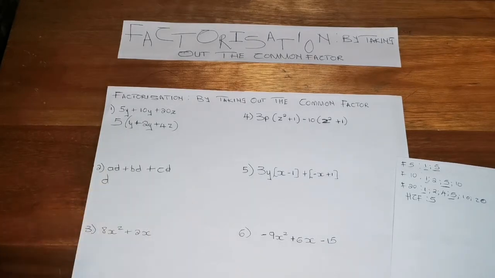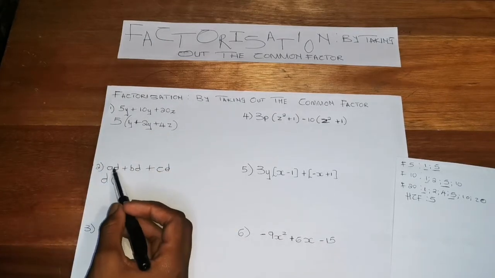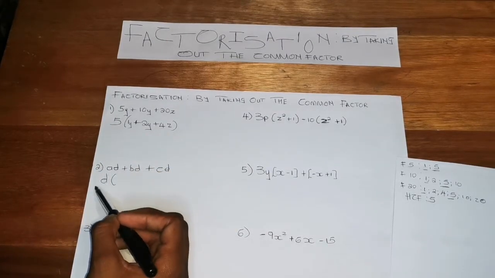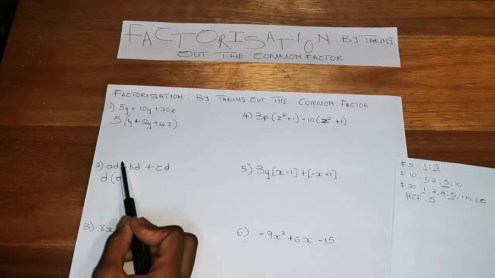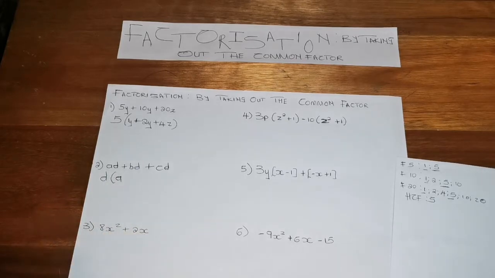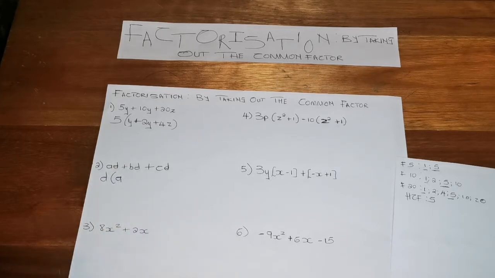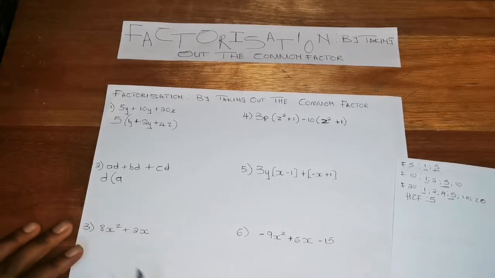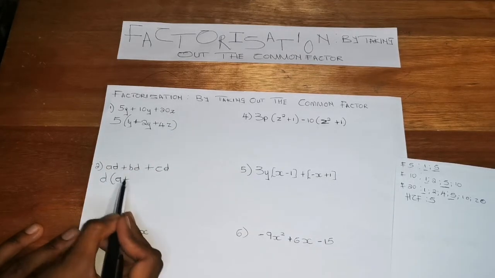Do you have any other common factors? No, we don't. Meaning that we open our bracket. Then what are we left with here? D cancels D. And then we are left with only A. I really hope you understand when I say D cancels D. We're going to have the exponent 1 minus 1, which will give us 0. And then D to the power 0 means 1. And then A times 1, it's A. Understood? Understood. And then the positive sign. This is the positive sign I'm taking.